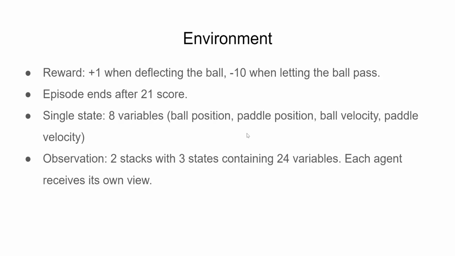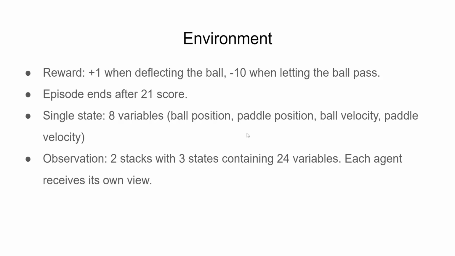A single state is composed of 8 variables: ball position in XY, paddle position XY, ball velocity and paddle velocity as well. And a single observation is composed of a stack of 3 states containing 24 variables. So I collect the single state in 3 frame steps. Then I concatenate them to get a single observation for each agent.